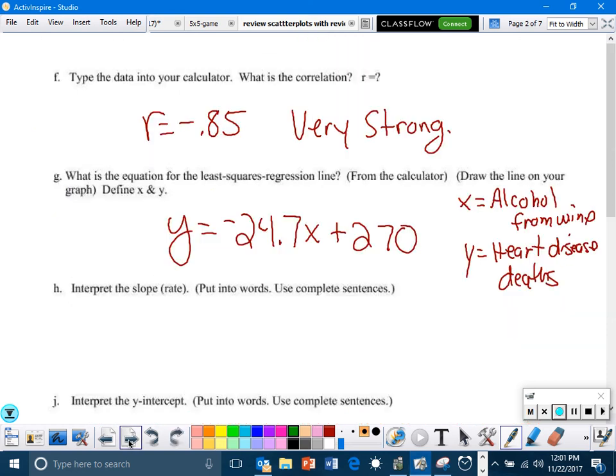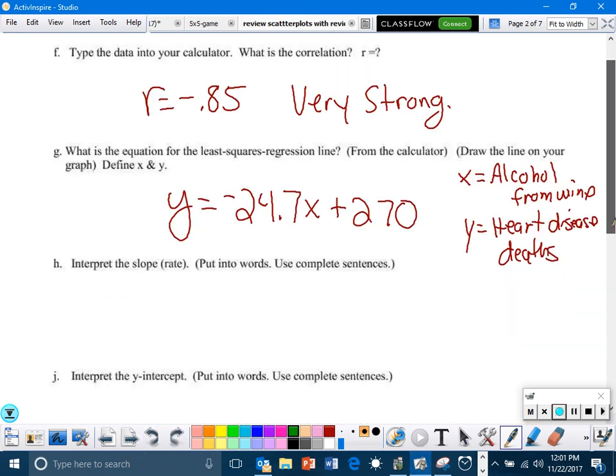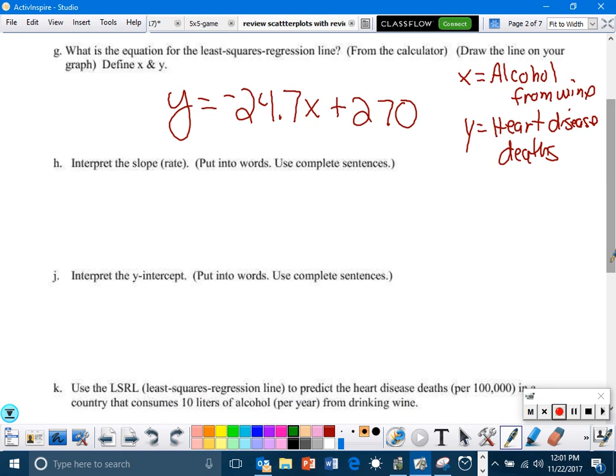All right, going back. Now, the challenging part is let's interpret the slope. The slope is the number in front of x, and x is representing alcohol from wine. Since the slope has a whole number in it, we're going to start off with just 1 unit of alcohol, and that 1 unit would be liters.